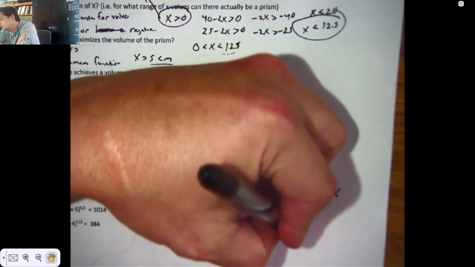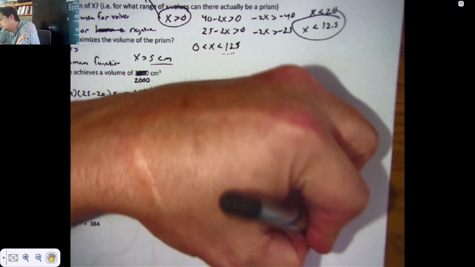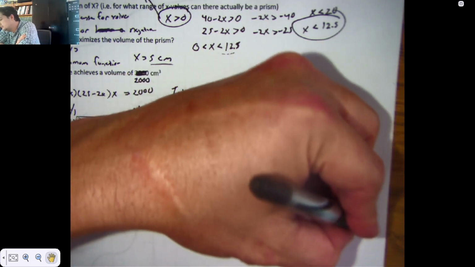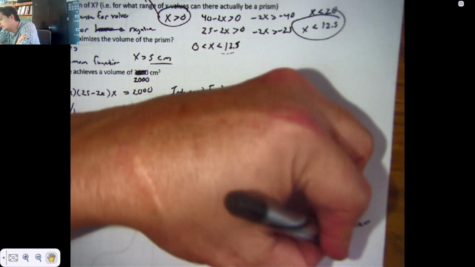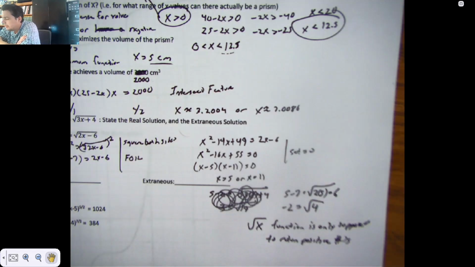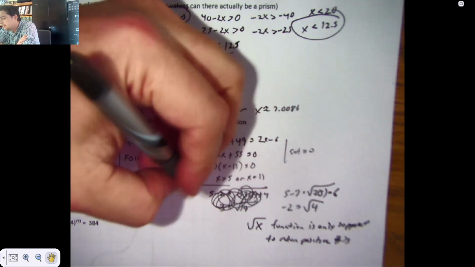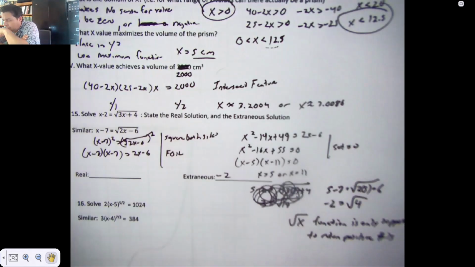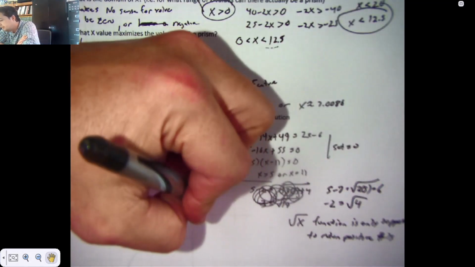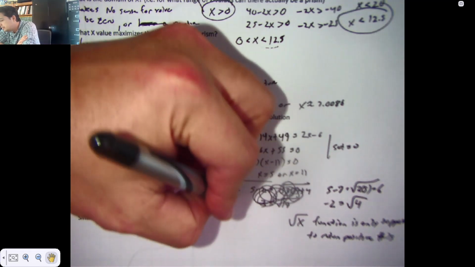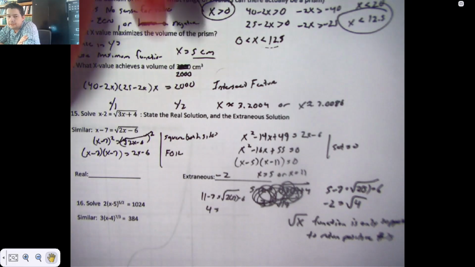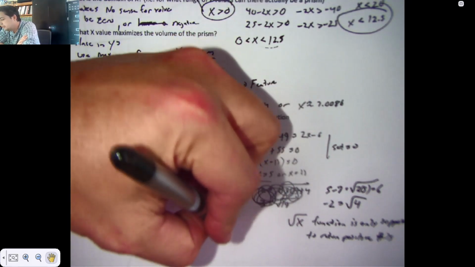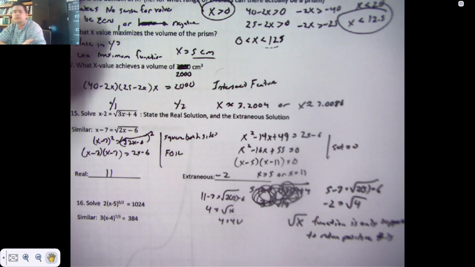The square root of x function is only supposed to return positive numbers. That's something a lot of kids aren't going to remember. But anyways, this negative 2 is extraneous. And if I plug in the 11, I'd have 11 minus 7 equal to the root of twice an 11 minus a 6. 11 minus 7 is 4. And I'd have 22 minus 6, which is root 16. So 4 is 4. We get the check. The real number is 11.